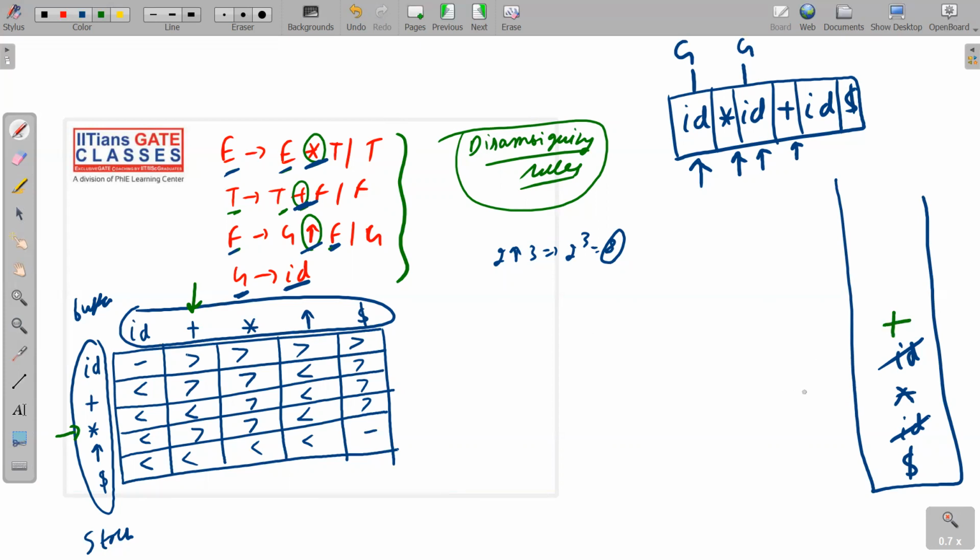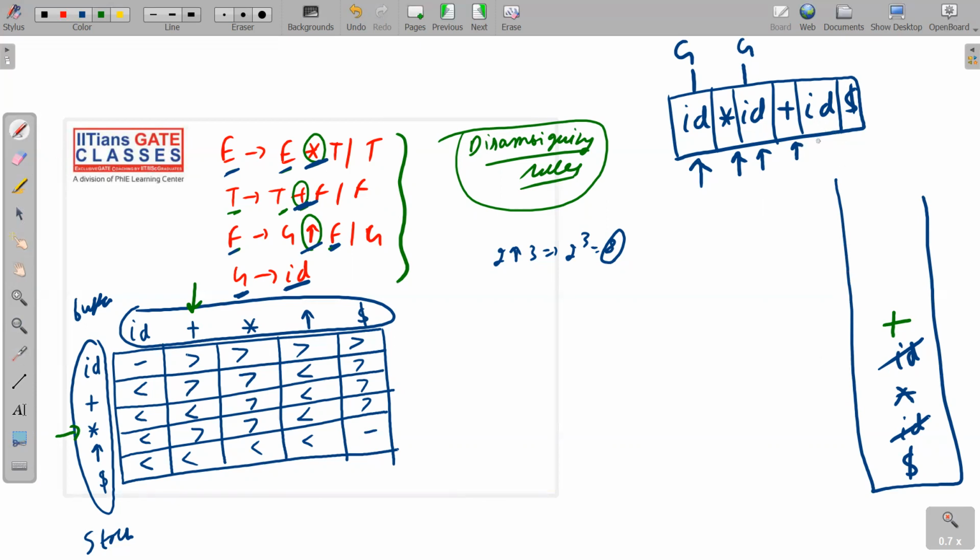That is a very important point. Many students get confused here. They will say plus is having less precedence than star, so star will be popped off. No, that is not the case here. When I used to teach in offline classes, students used to say plus is having less precedence than star, so star will be popped off. No, that is not the case here. I have already told you. Now plus is pushed onto the stack.